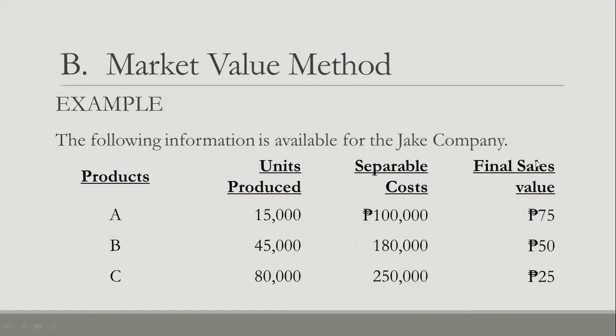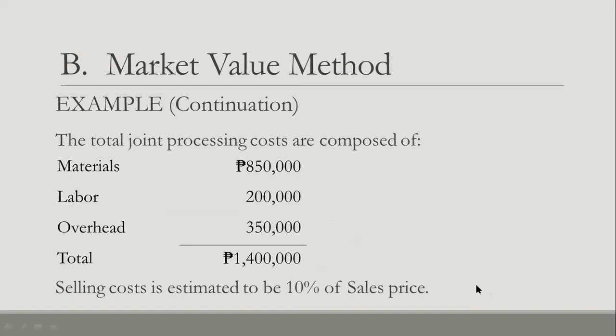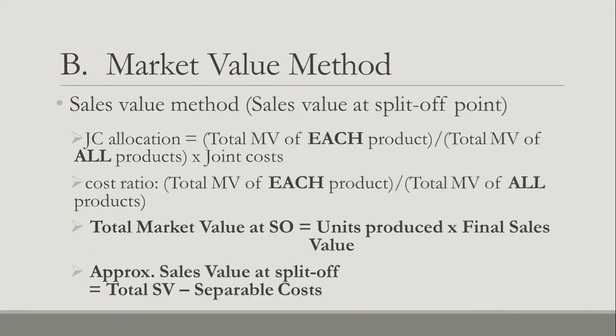But now we will take into consideration and integrate the final sales value: your 75 pesos, your 50 pesos, as well as your 25 pesos. The total joint cost again is 1.4 million. And there's a note here that says that selling costs are estimated to be 10% of sales price. So let's determine again the answer using the sales value method. This would be your guide.